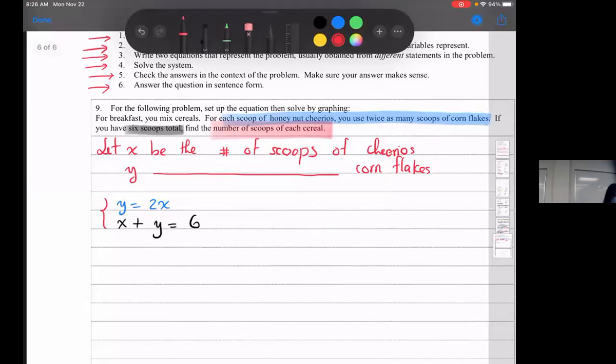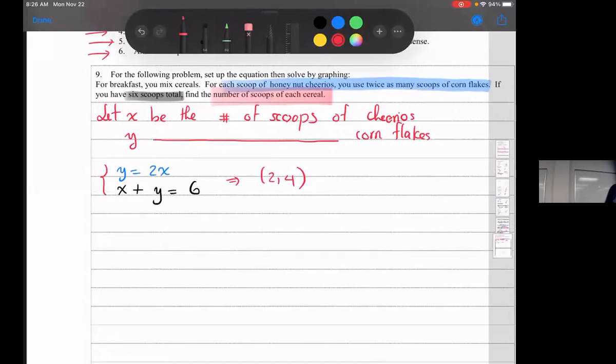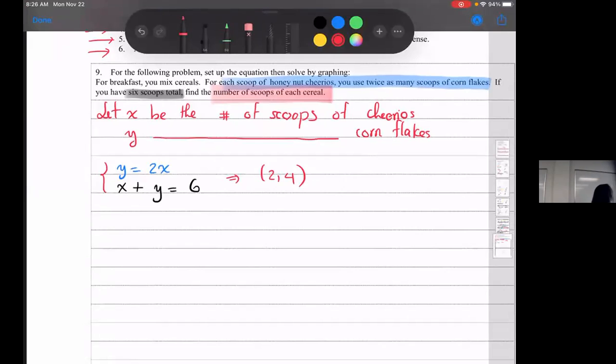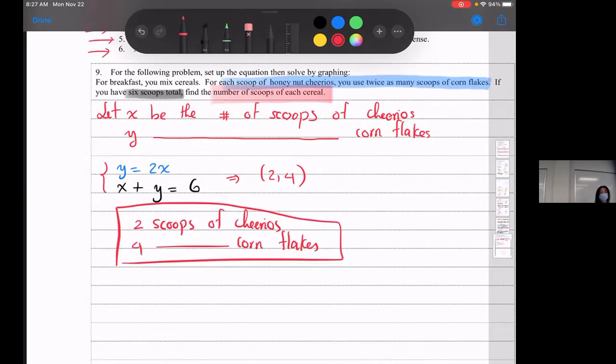2, 4. So the solution is 2, 4. So that means you use what? For every, so 2 scoops of Cheerio and then 4 scoops of cornflakes. So that makes sense. Does make sense.